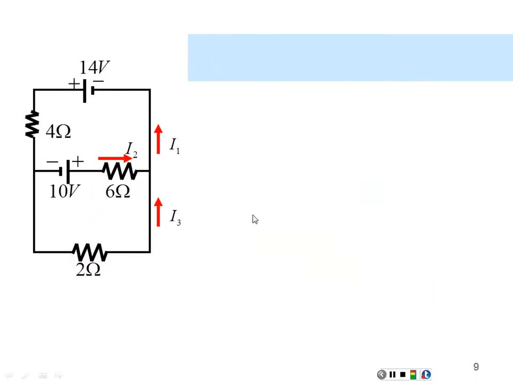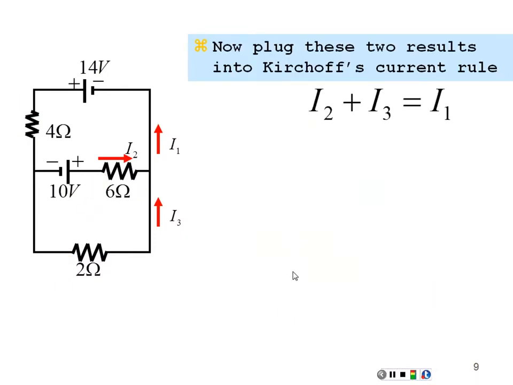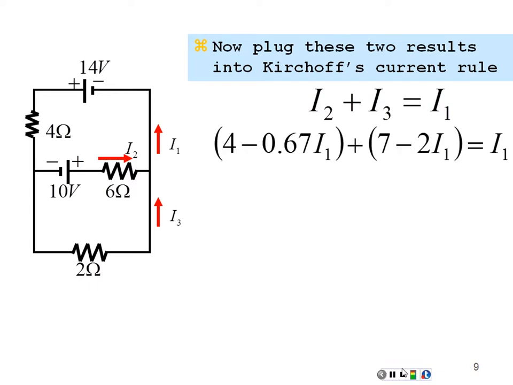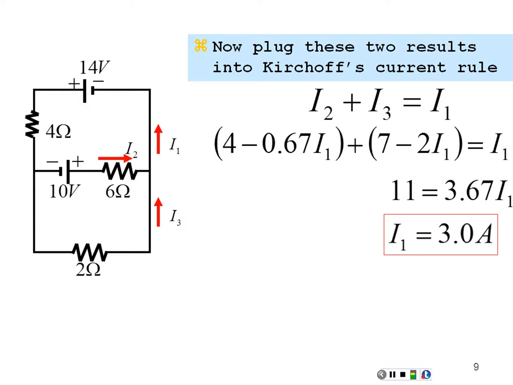So now at this junction, I have Kirchhoff's current rule. Whatever's flowing into the junction should equal whatever's flowing out. I2 plus I3 equals I1. And now I'm going to substitute in for I2 and I3 from what we just previously got. So we have 4 minus 0.67 I1 plus 7 minus 2 I1 equals I1. Add up all the I1 terms, add up all the constants. So I have 11 is equal to 3.67 I1, or I1 is equal to 11 divided by 3.67, 3 amps.